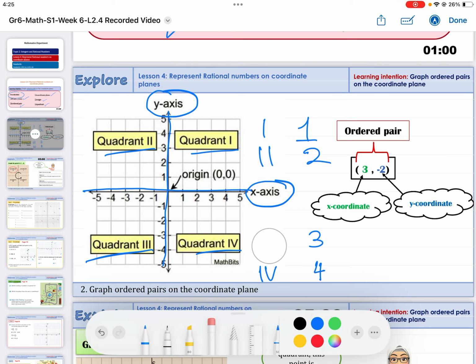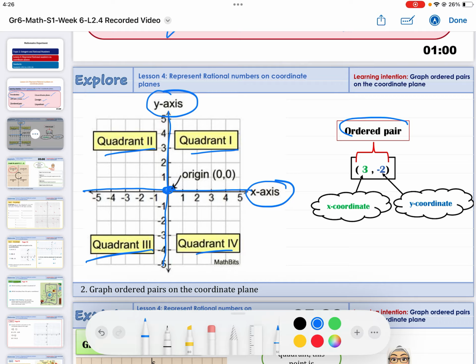Okay, so let's identify also the other parts of the coordinate plane. Like we said, a coordinate plane is made up of two number lines, x-axis and y-axis. The point in the middle where they intersect, we call the origin. Now the coordinates for the origin are 0, 0. Okay, what do we mean by coordinates?